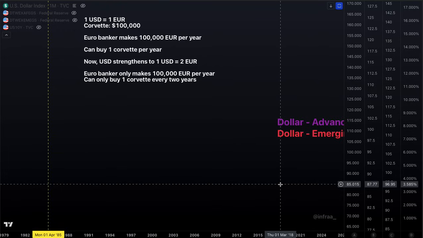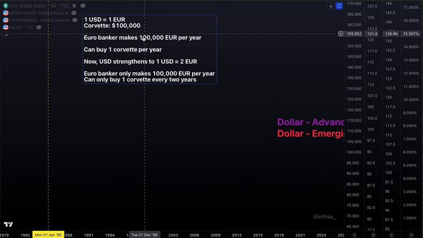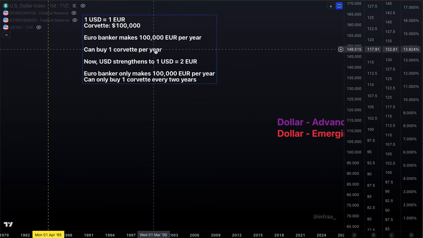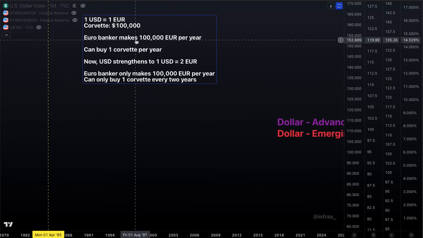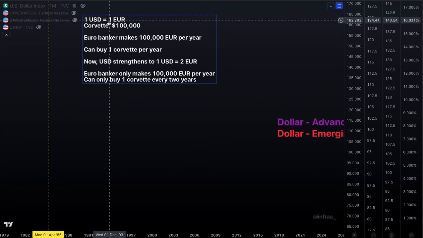Now think of a German banker, and he makes 100,000 euros per year. Well, on that 100,000 euro per year salary, he can buy one Corvette every year, right? Because it's 1 to 1. The exchange rate is 1 to 1.